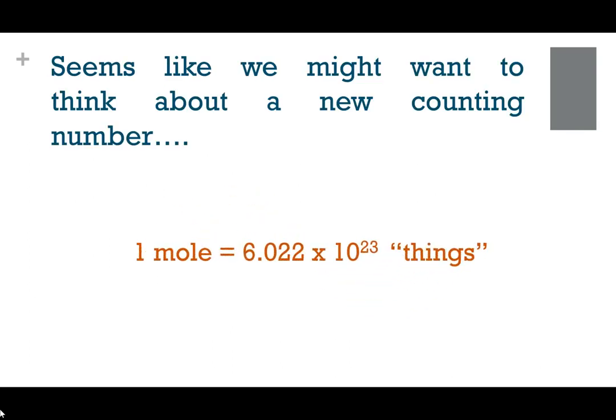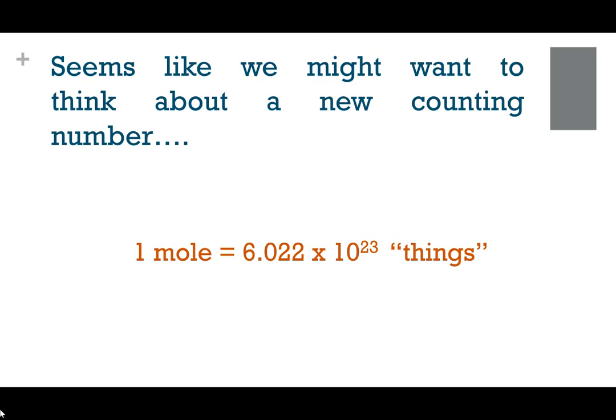So the counting number that we use in chemistry is called the mole. 1 mole is 6.022 times 10 to the 23rd things. So I could have 1 mole of dogs. How many dogs do I have? Somebody always says too many. No such thing. But I have 6.022 times 10 to the 23rd dogs. If I have 1 mole of socks, how many socks do I have? Probably enough to fill up whatever building you're sitting in right now. So 6.022 times 10 to the 23rd socks.